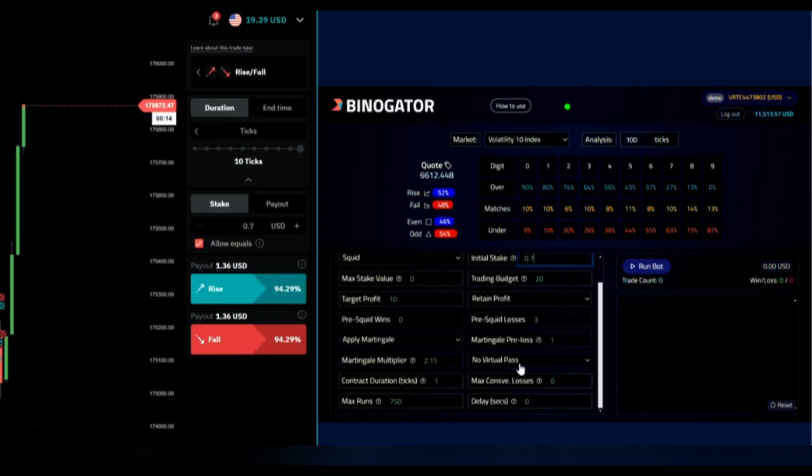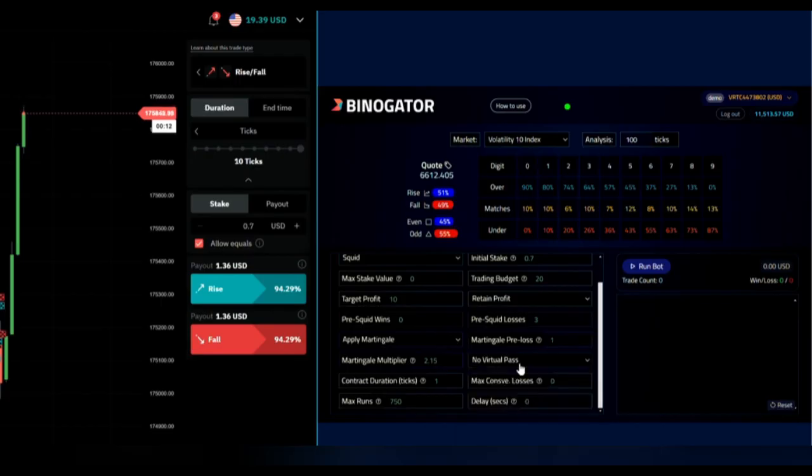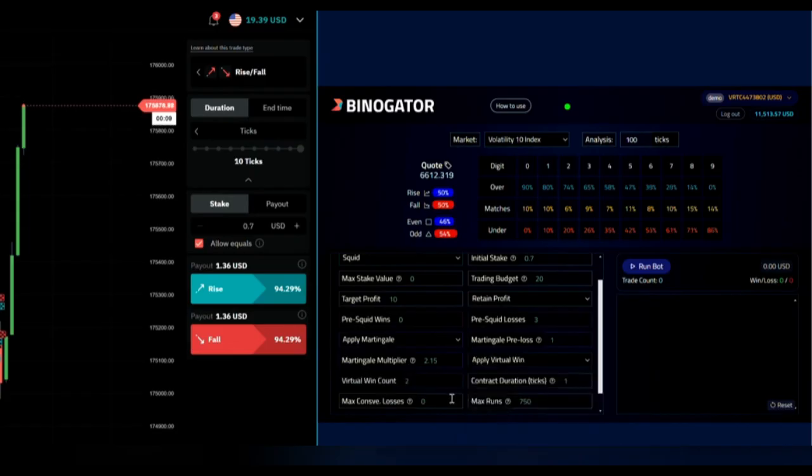Okay, there are three options in the advanced strategy, but I like to use squid. Squid means it changes directions. I will explain more as we go further. Now maximum stake is the highest amount you don't want it to go beyond. Then target profit, I believe you know what that is. Then under retain profit, you can either retain your profit or reinvest. Retain profit means it keeps the profit, while reinvest means each time it makes a profit, it adds it to your trading budget and then increases your initial stake.